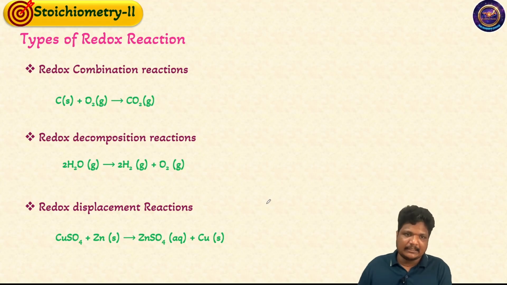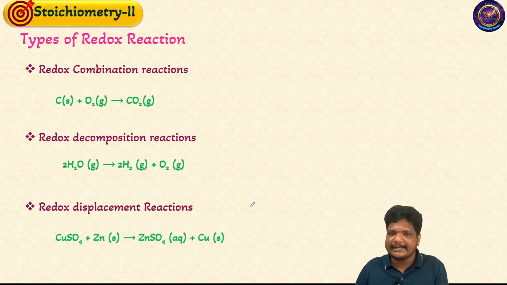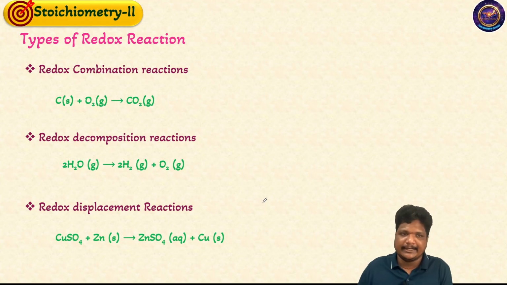So these redox reactions are classified into 4 types. So generally it is 5 types. So one is redox combination reactions, redox decomposition reactions, redox displacement reactions, disproportionation reactions, and comproportionation reactions. So let us see each one. So redox combination reactions. So in these reactions, 2 species will combine to form a one product.